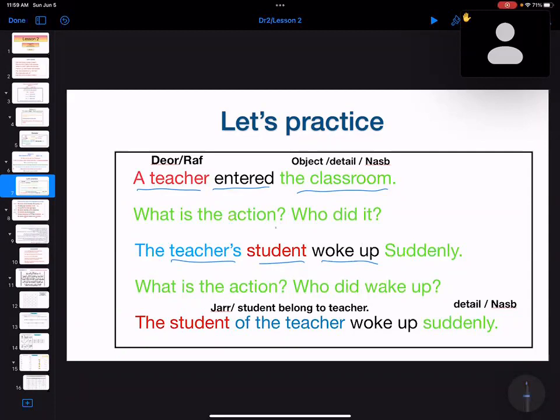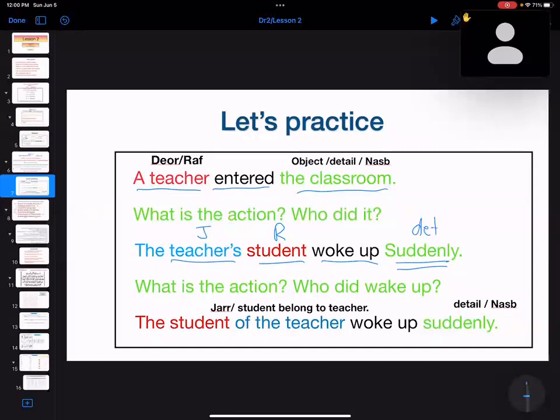Rafa. Okay. And who does the student belong to? The teacher. So what status should the teacher be? Jar, because of belonging. The teacher should be jar in status because the student belongs to this teacher. And suddenly nasab is telling us how that happened, so that is the detail. That should be nasab.